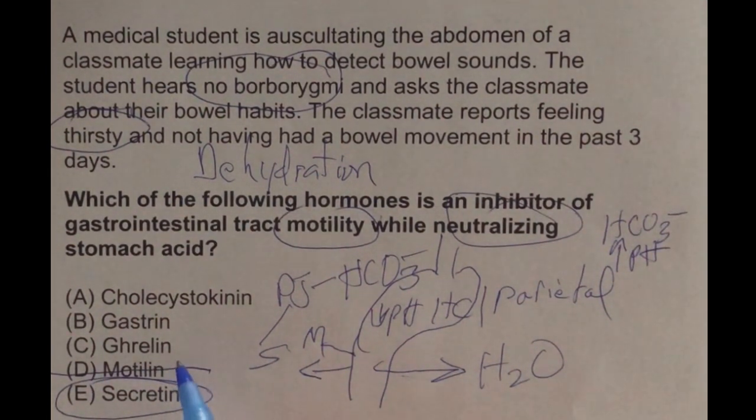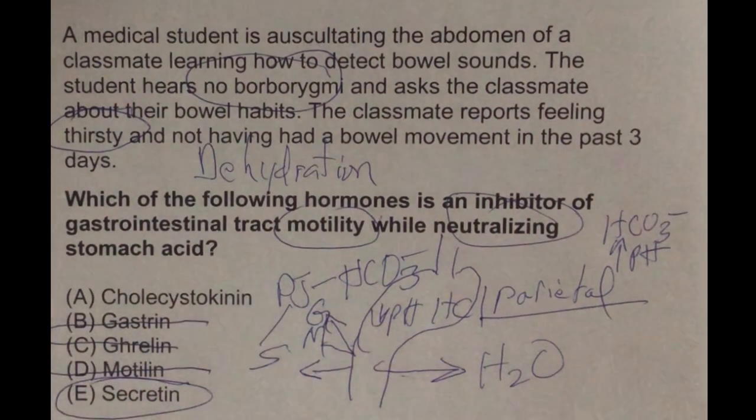Ghrelin is made in the stomach, but that stimulates appetite. So I think we can rule ghrelin out. Gastrin is also made down here. G cells, to stimulate the parietal cells in the stomach to make acid, not to neutralize it. So we can rule that out.